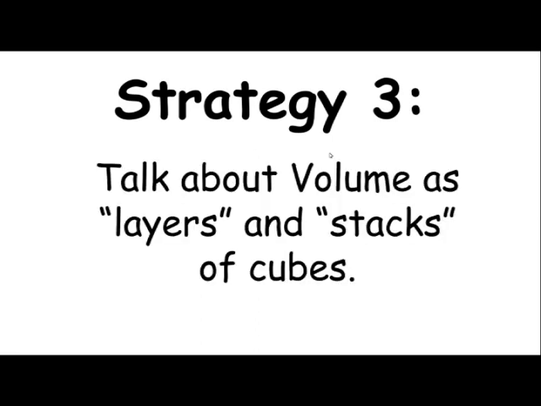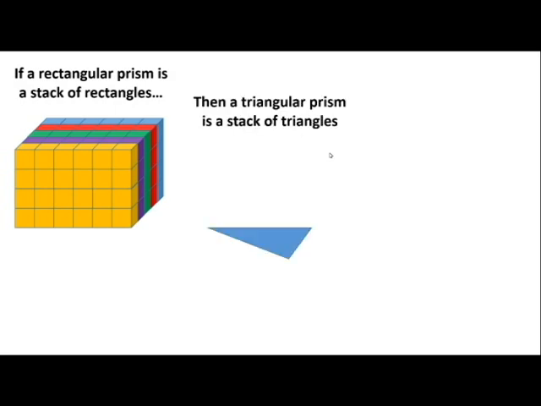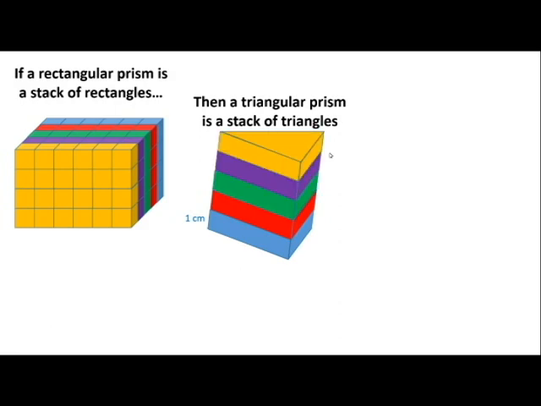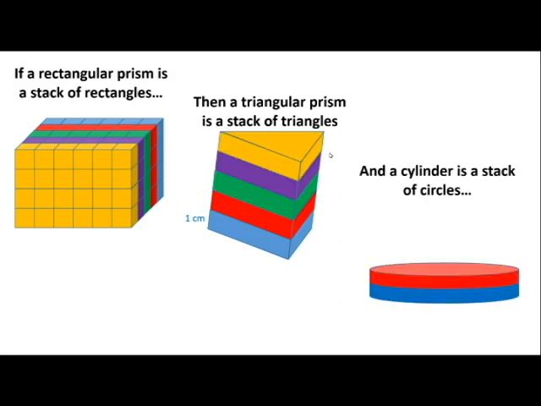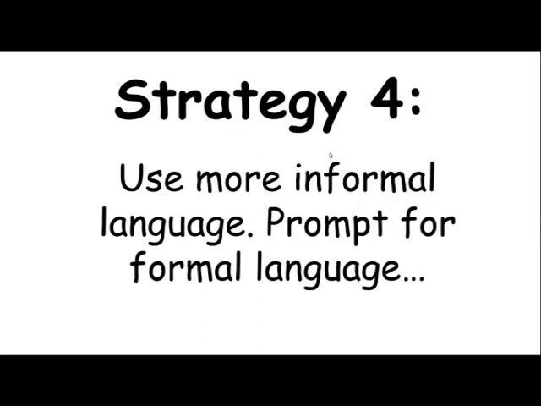Strategy number 3, always talk about volume in terms of layers and stacks of cubes. A rectangular prism is just a rectangle plus another rectangle stacked on top, stack, stack, stack. When we talk about triangular prisms, notice I go from 2D to 3D. Now it's cubic inches, or in this case cubic centimeters, and then I just do stacks of those. When we talk about cylinders, it's just stacks. That helps us develop that idea of area of the base times the height.